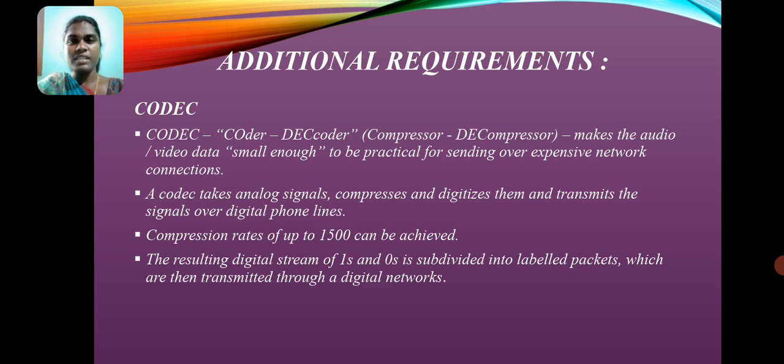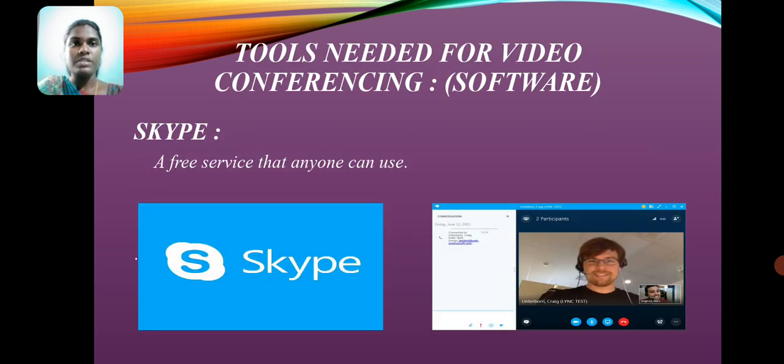Next we see some additional requirements for video conferencing. The first additional requirement is the codec. It makes the audio or video data small enough to be practical for sending over expensive network connections. A codec takes analog signals, compresses and digitizes them, then transmits the signal over digital phone lines. Compression rates up to 1500 can be achieved. The resulting digital stream of 1s and 0s is subdivided into labeled packets, which are then transmitted through digital networks.